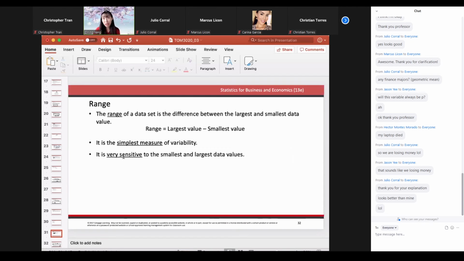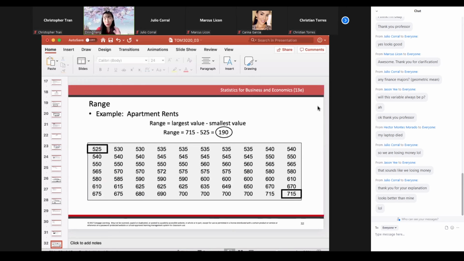The limitation, though, is that it is very sensitive to the smallest and the largest number. So again, if you have some crazily expensive apartment, like a new construction luxury apartment, rent $3,000 a month, that's going to skew your range. Even though most of us were not looking at that, we're looking at what's reasonable and affordable. That has a range of approximately 190.